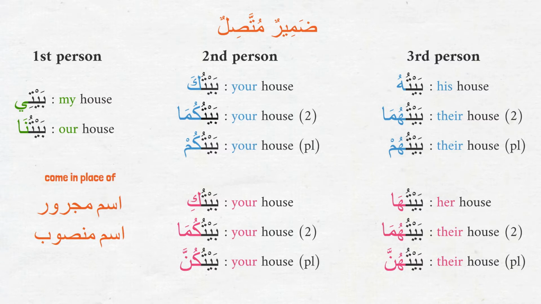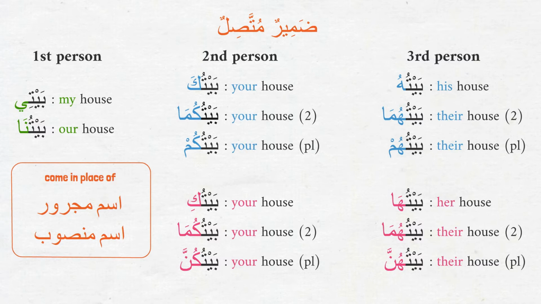Because of the fact that these dhomeer words can come in place of both majroor and mansub ism, they are very important and frequently used words in Arabic, and they frequently occur in the Quran. So we should do our best to get better familiarized with them and pay attention to their usages in Arabic sentences. But if you think this whole list is too much to swallow at once, have no worries.